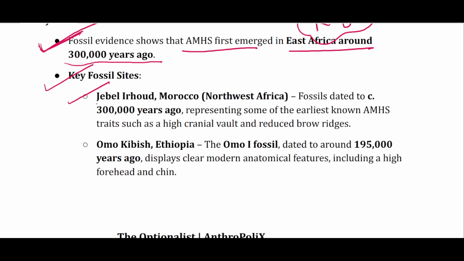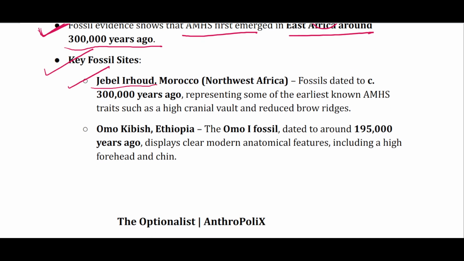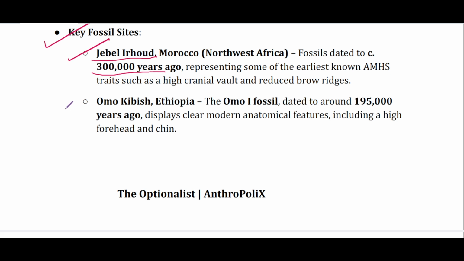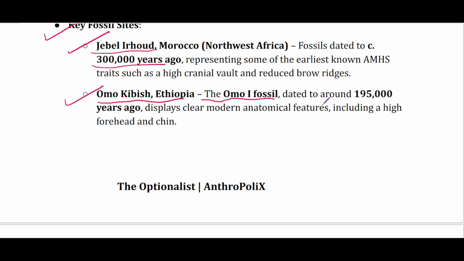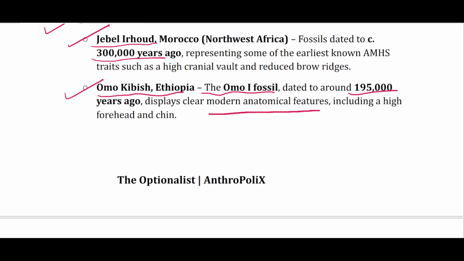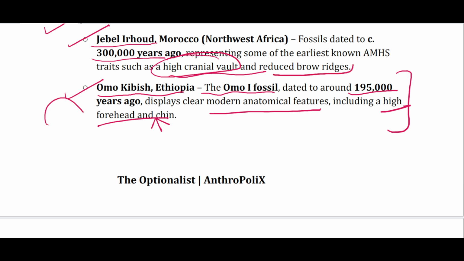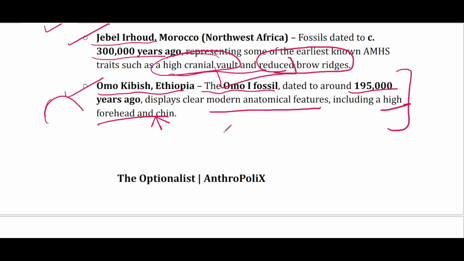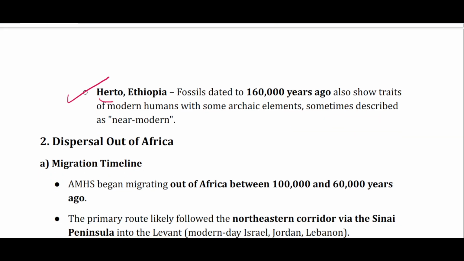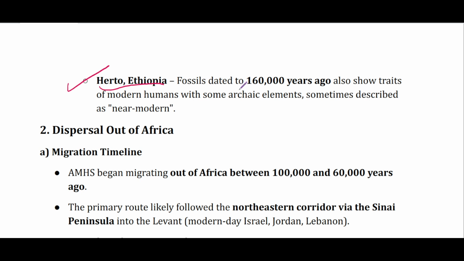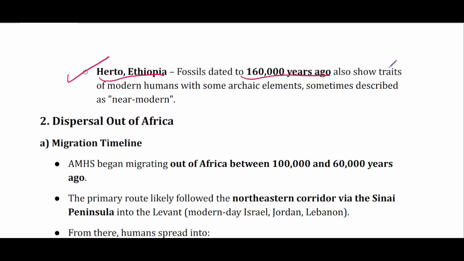Fossil sites: first, Jebel Irhoud in Morocco, which is again dated to around 300,000 years ago, and then the other site, Omo Kibish in Ethiopia, where the first Homo fossil, dated around 195,000 years ago, displayed modern anatomical features including a high forehead and chin, both of which are hallmarks of modern Homo sapiens. और जेबेल इरहुड के अंदर भी जो fossils मिले हैं, they had a high cranial vault, upper skull, and reduced brow ridges, again features that resemble modern Homo sapiens. Another example is a fossil from Herto, Ethiopia, dated around 160,000 years ago, which again shows features consistent with modern Homo sapiens.